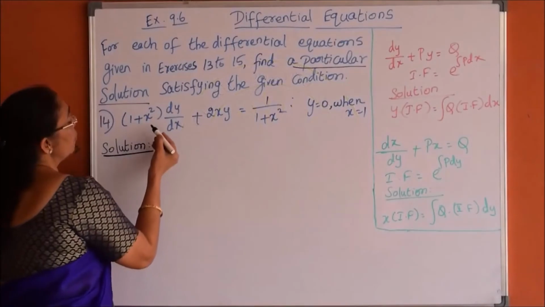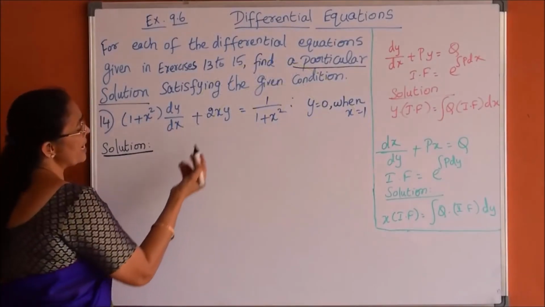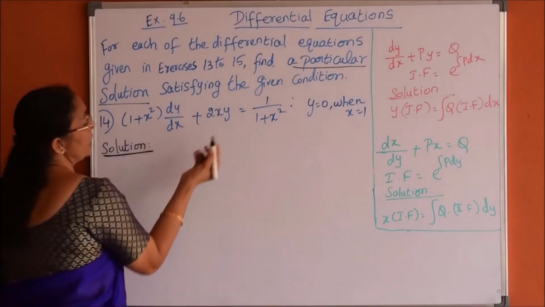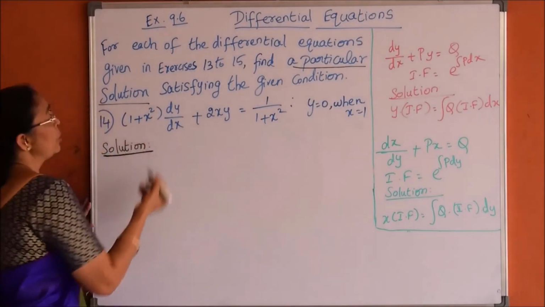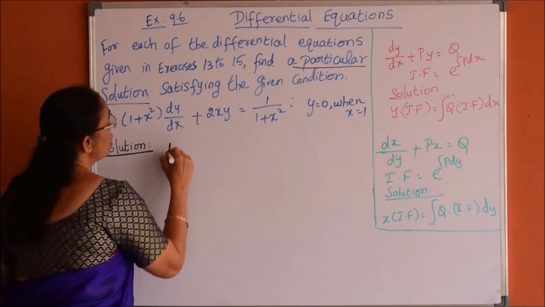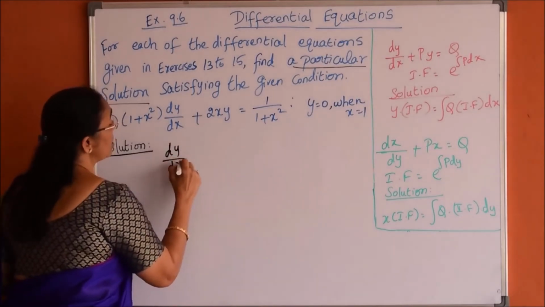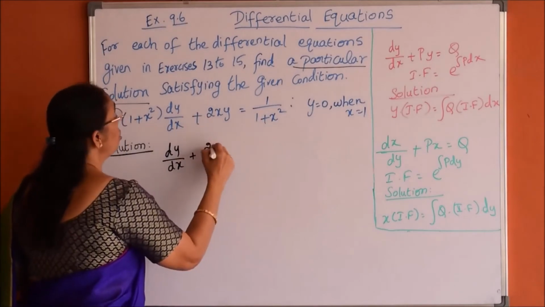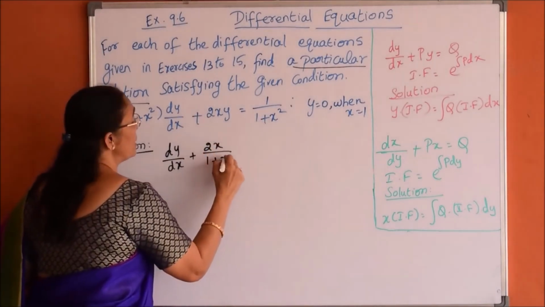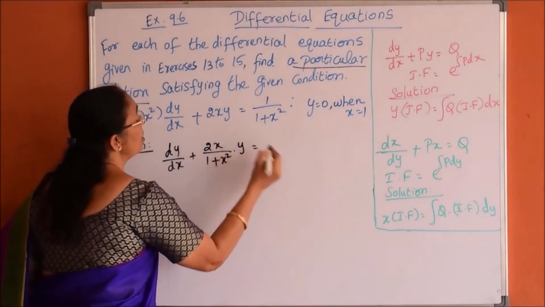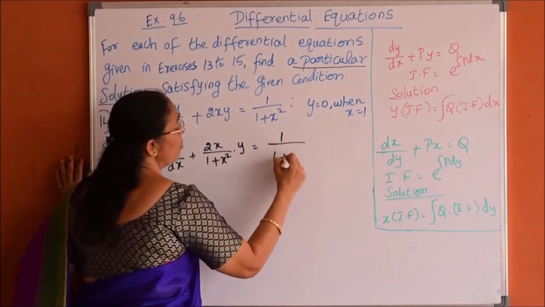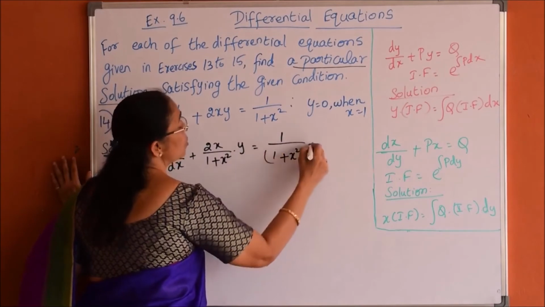14th problem: (1 plus x square) dy by dx plus 2xy is equal to 1 by (1 plus x square). Let us arrange and rewrite. Divide throughout by 1 plus x square. So, we will get dy by dx plus, it should be in the form p into y, 2x divided by 1 plus x square into y, is equal to 1 by (1 plus x square) whole square.